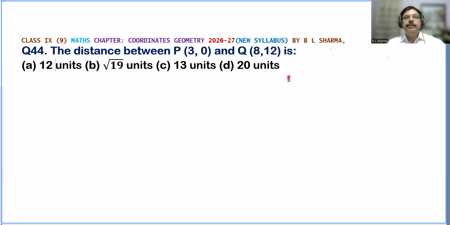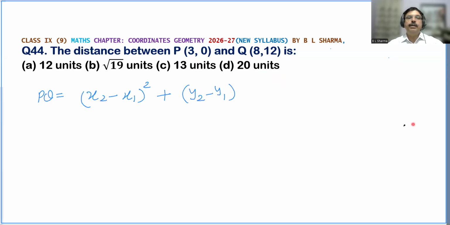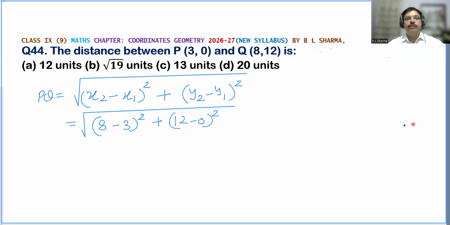The distance between the 2 points with coordinate 3, 0 and 8, 12 will be... We have the distance formula, that is square root of x2 minus x1 whole square plus y2 minus y1 whole square. In place of x2 put 8, in place of x1 put 3 whole square, plus in place of y2 put 12, in place of y1 put 0 whole square, square root of it.